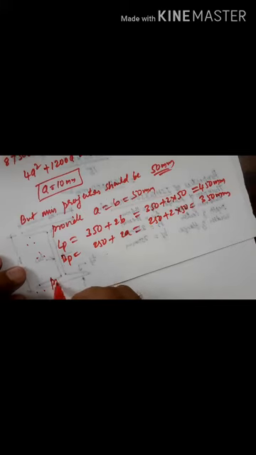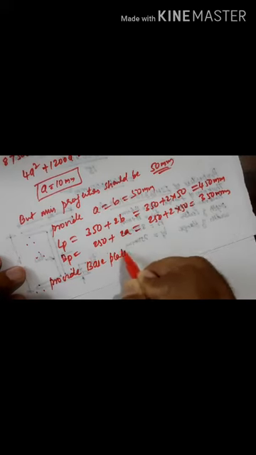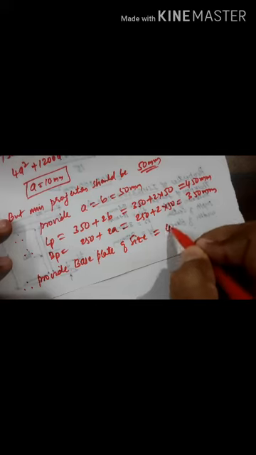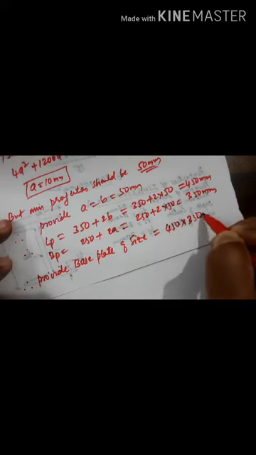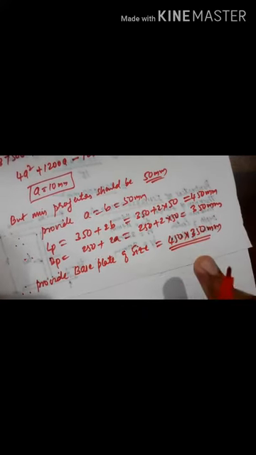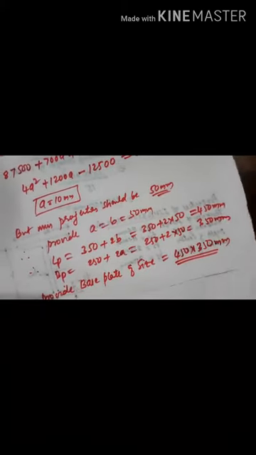Therefore, provide base plate of size 450 by 350 mm. Now I got a base plate size of 450 by 350. Okay. So next, after calculating base plate size, so now calculate, so what is the actual bearing pressure acting? Actual bearing pressure acting.